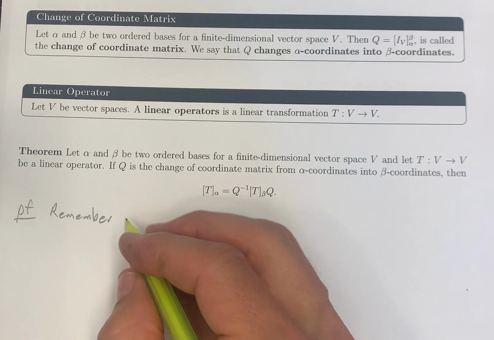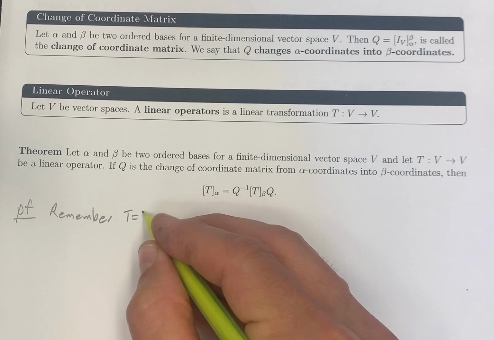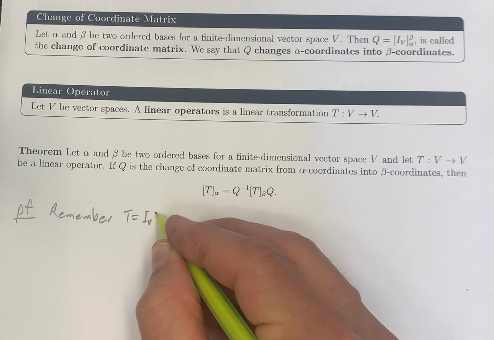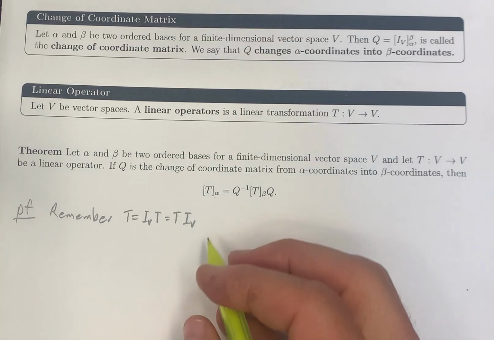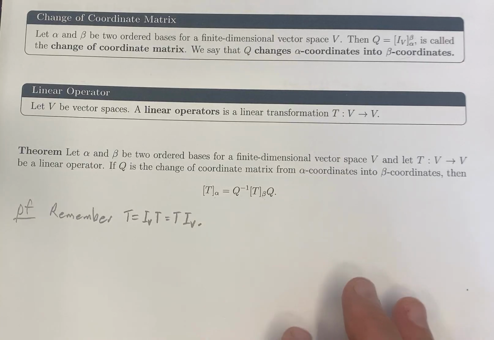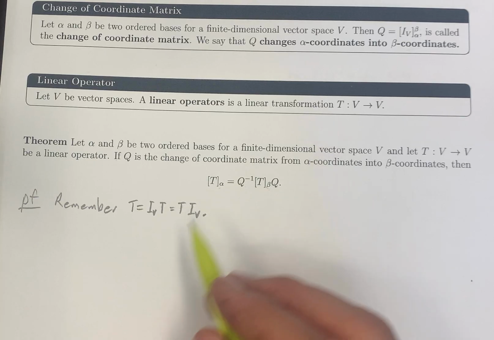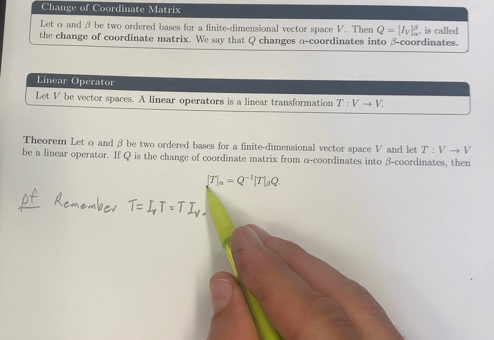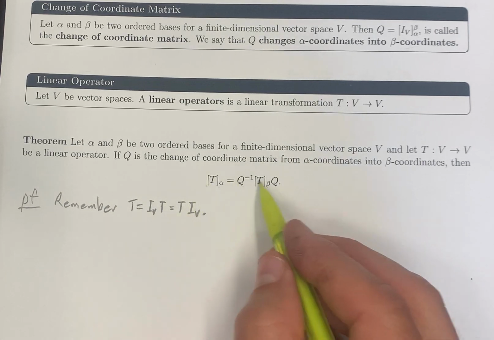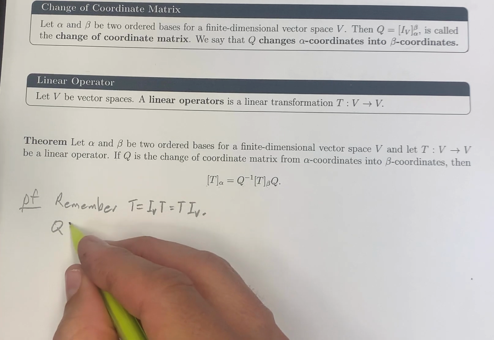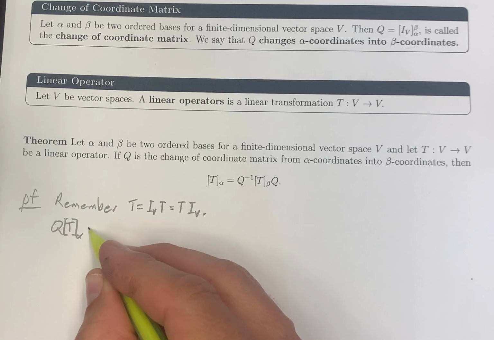that T is equal to the identity map on V composed with T, which is equal to T composed with the identity map on V. So that's pretty obvious, and you might say, why on earth is that relevant? Well, let's think about what it would look like to have Q on the other side. If you multiply on the left by Q, you're looking at Q times the matrix representation of T in terms of alpha.